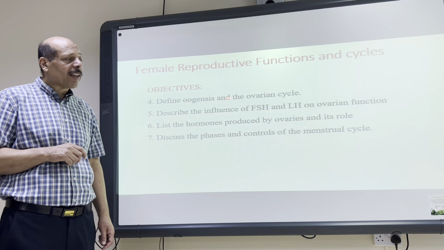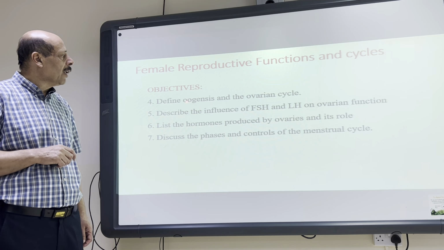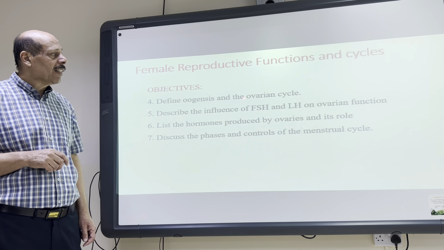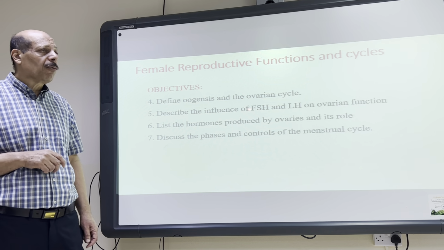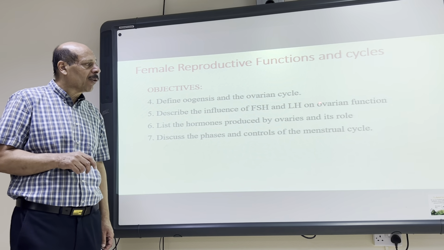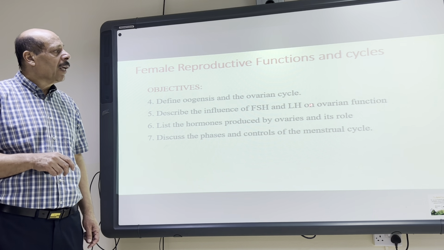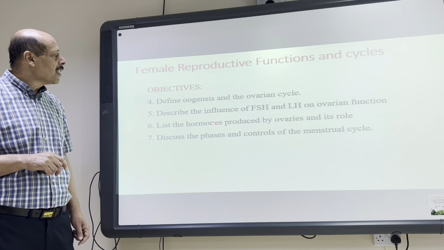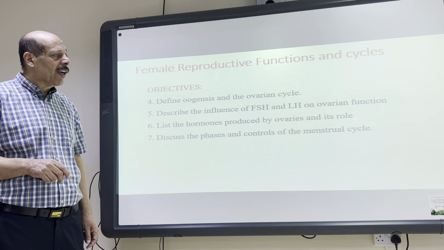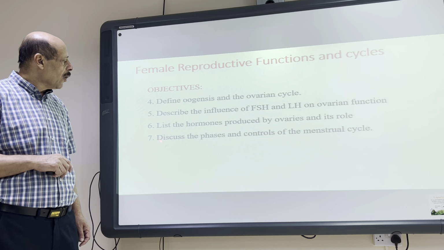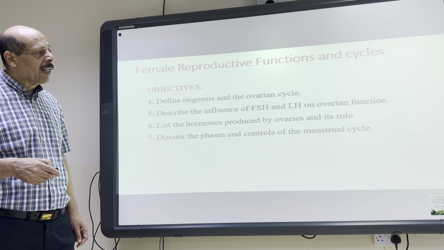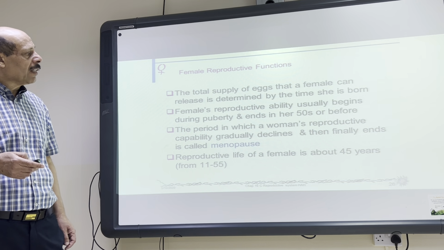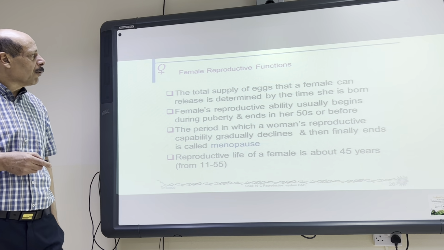So the objectives for this session: we have to describe the oogenesis and the ovarian cycle, describe the influence of follicle stimulating hormone and luteinizing hormone on ovarian function, list the hormones produced by the ovaries and their roles, and discuss the phases and control of the menstrual cycle. So those are the objectives that we will cover.